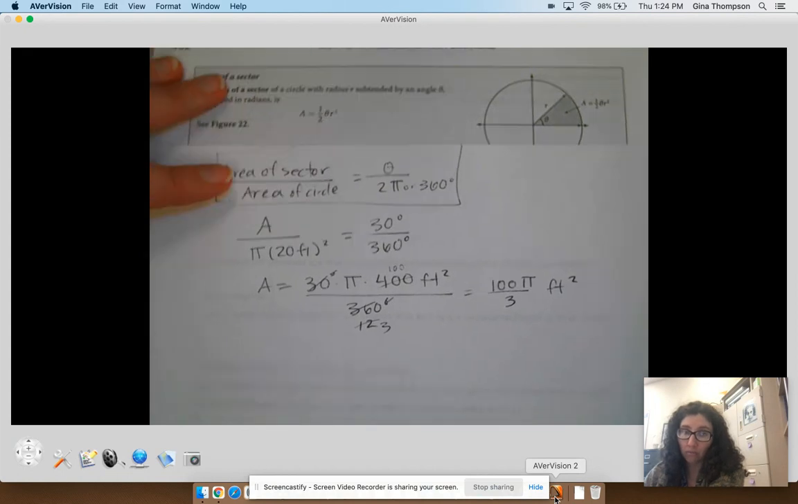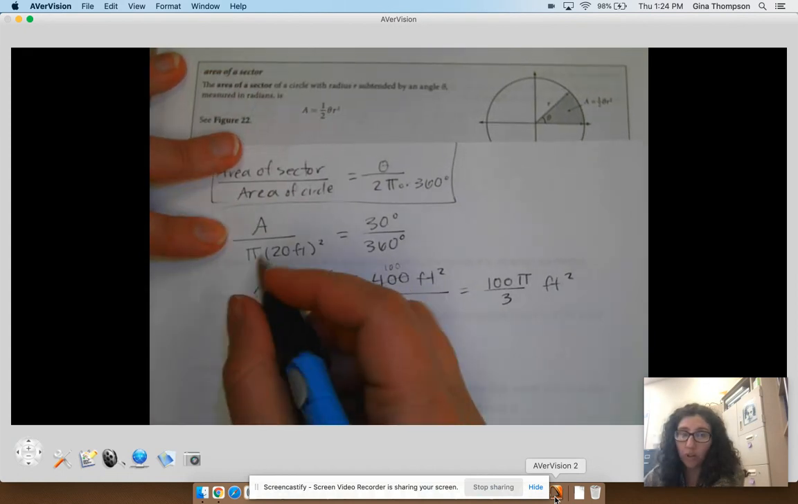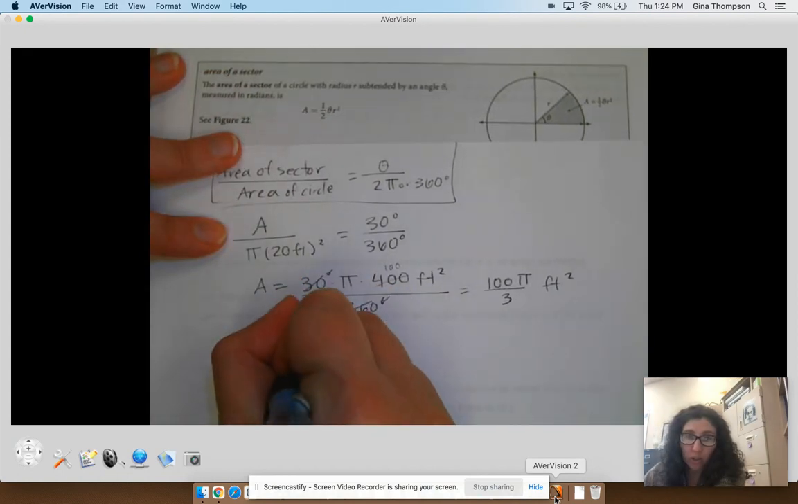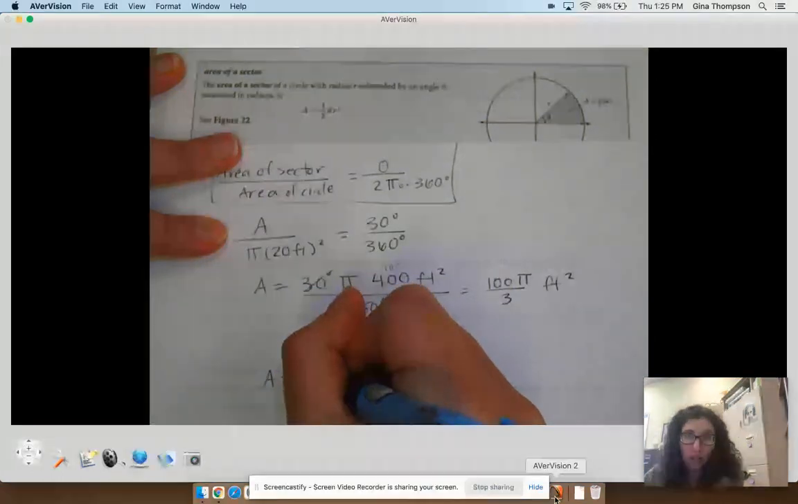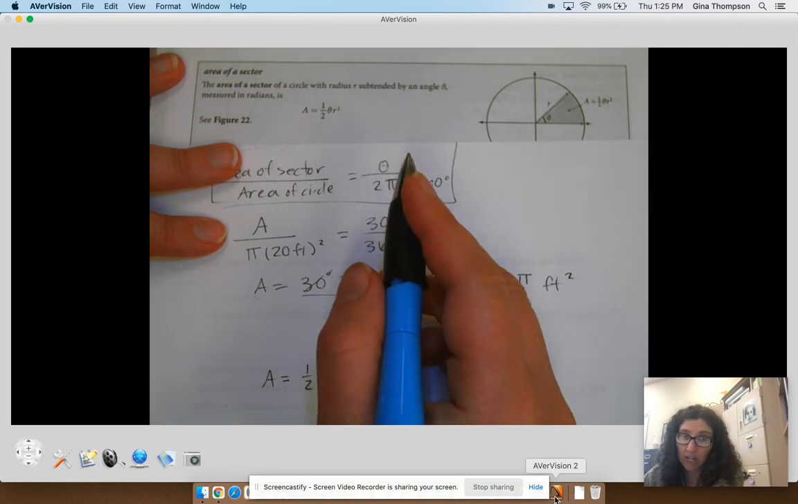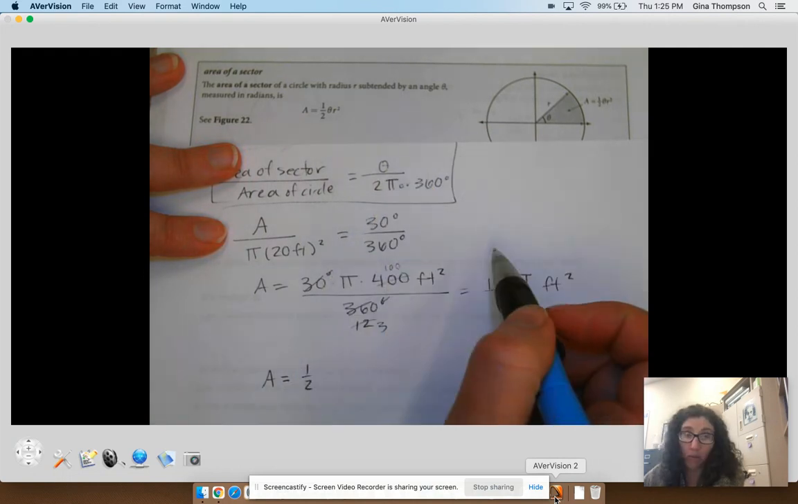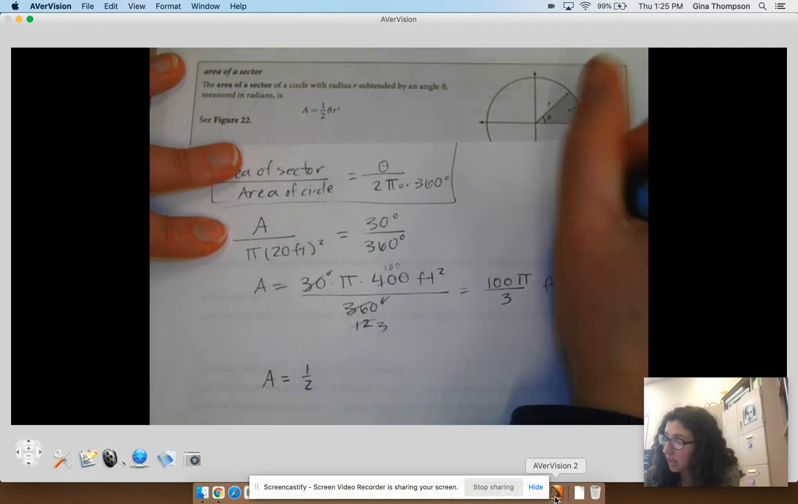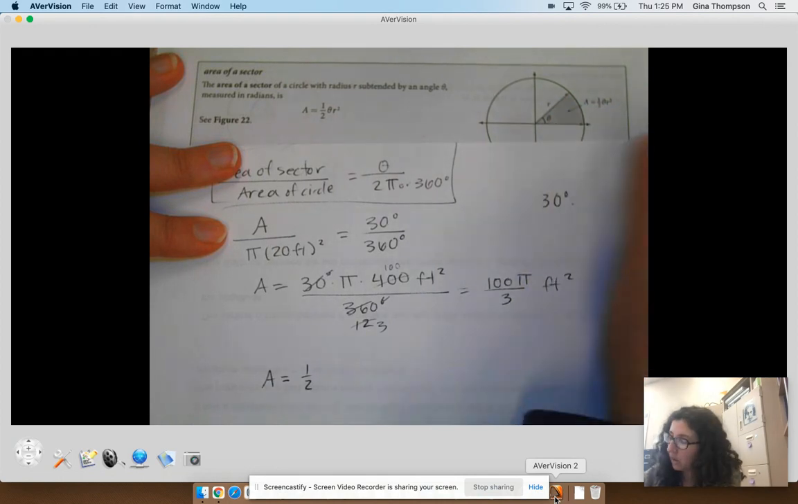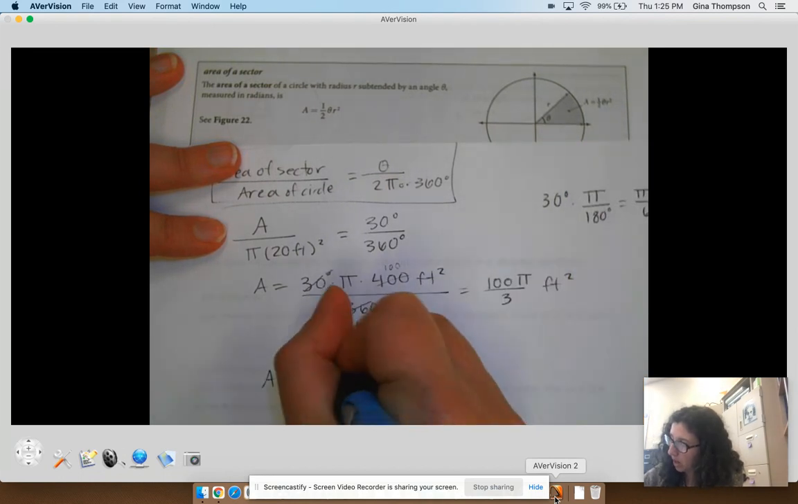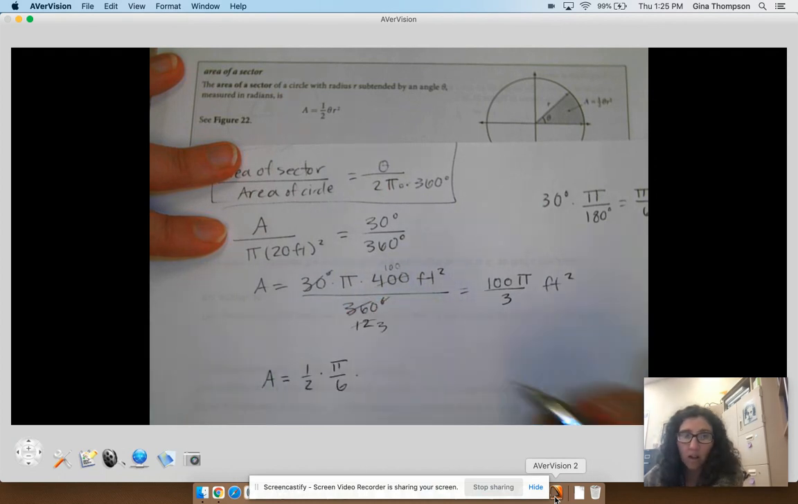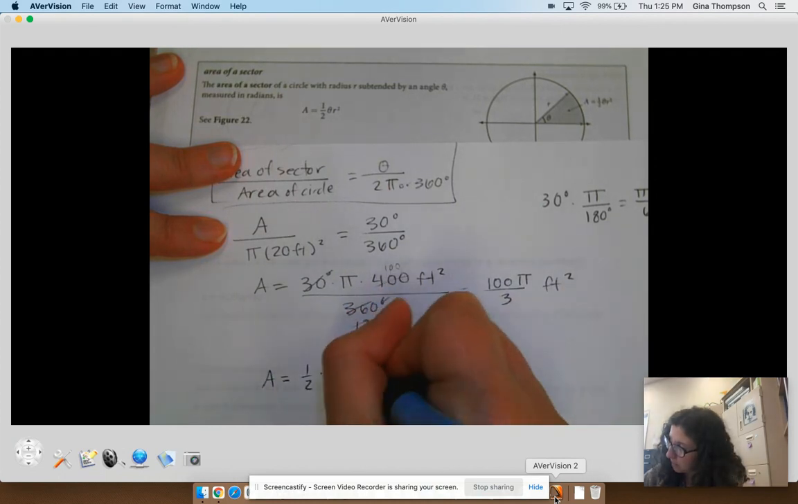Okay, however, some people like equations, we can use that. We could say, okay, let's do it this way instead. The area is 1/2 times theta, but remember, theta has to be in radians, so they are trying to trick you in this problem. 30 degrees, how can I convert that to radians? It's going to be pi divided by 180, right? It's going to be pi over 6 radians. Okay, so times pi over 6 times the radius squared.